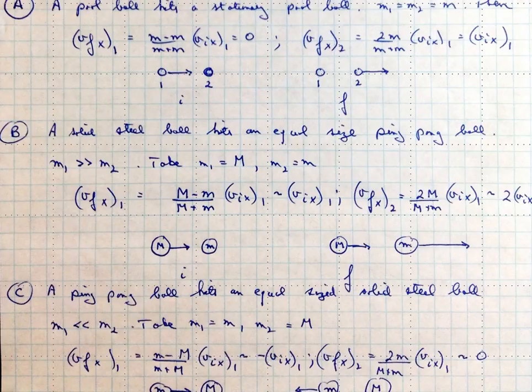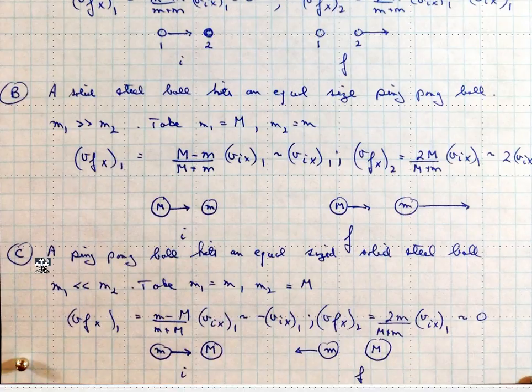Okay, so the last case is where we have a ping pong ball hitting an equal sized solid steel ball. And in that case, you'd have little m1, which would represent the ping pong ball, much less than little m2, which would represent the solid steel ball. So we'll turn things around here, and we'll take little m1 equal to little m, and little m2 equal to big M. And again, putting those symbols into the equations we have, the velocity of the ping pong ball after the collision would be (little m minus big M) over (little m plus big M) times the initial velocity of the ping pong ball.